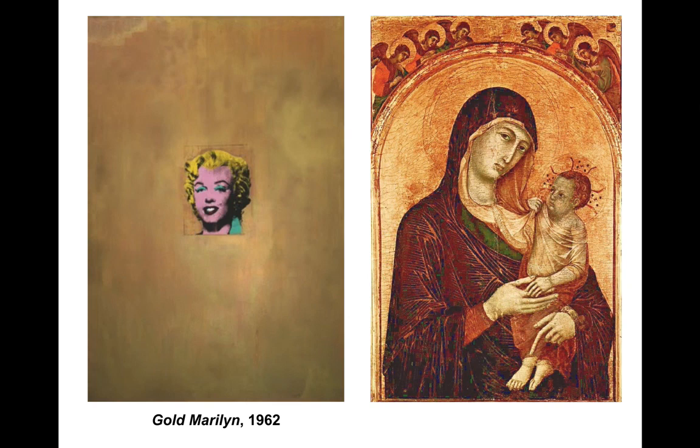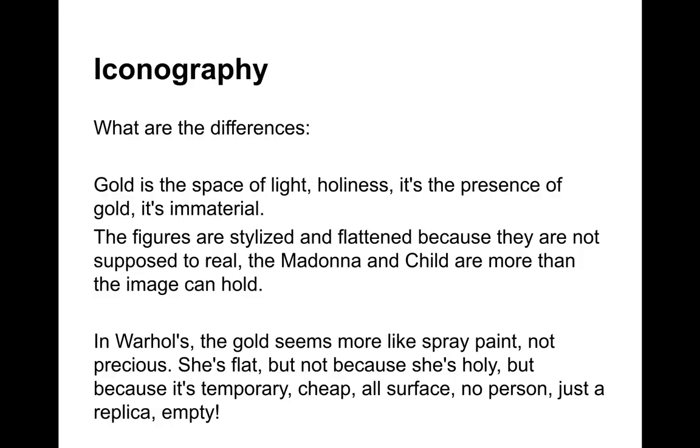And why I put this next to this image on the right, this iconic religious image, is important to understanding, again, the references he's making and how we've turned our commodification of celebrities and this cult of personality into a religion of sorts. And so what's the difference here, right? Gold is the space of light, holiness. It's the presence of gold. It's immaterial. That's why it's used here on the right.